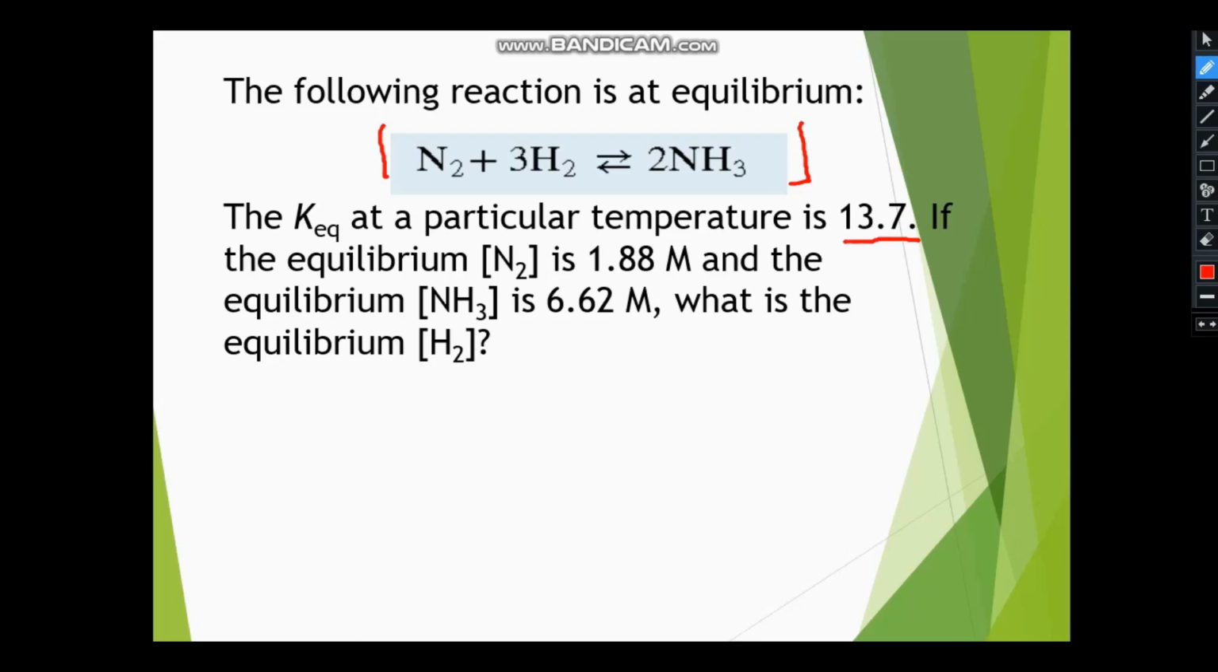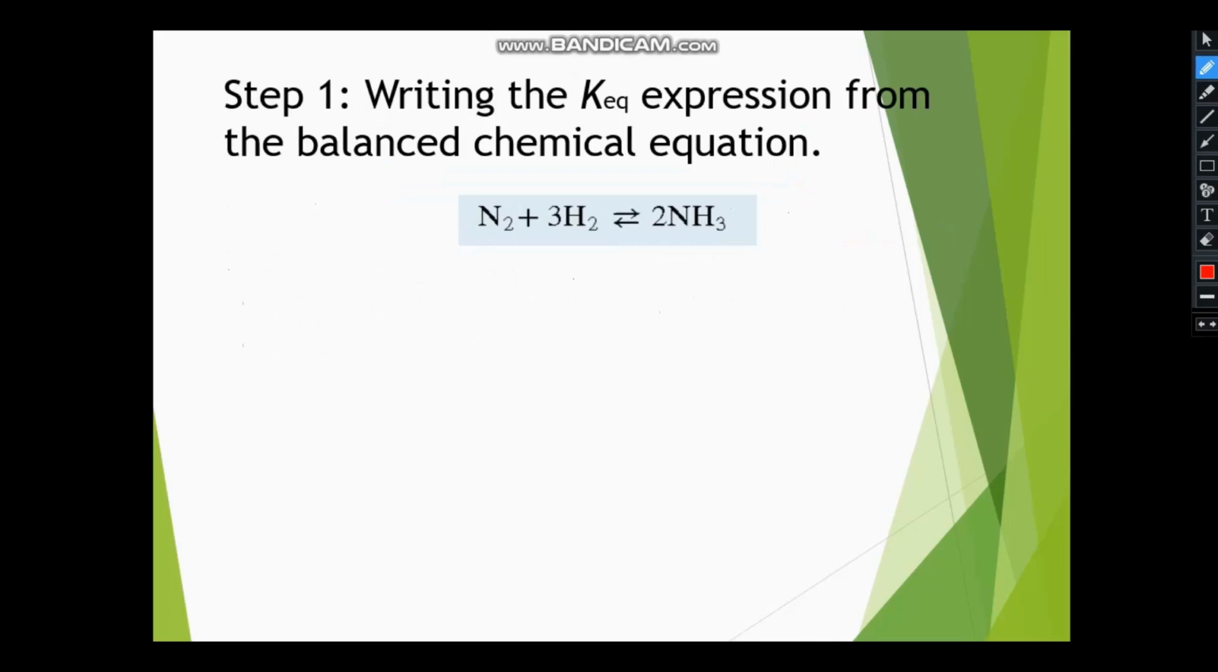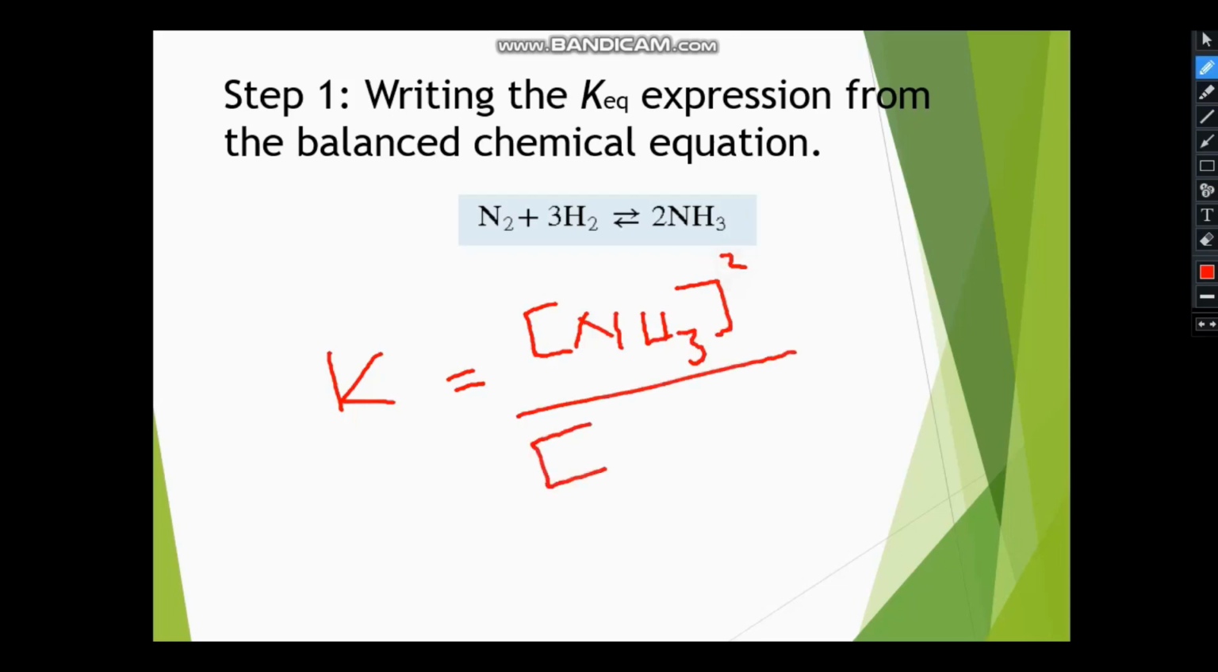So let's see what we need to do. The first thing that we need to do is to write the equilibrium expression for this balanced equation. So for this balanced equation, the equilibrium expression K is equal to the concentration of the product, ammonia, exponent 2, then the concentration of the reactant, nitrogen, and the concentration of hydrogen, as the molar ratio is 3, so it will be to the power 3. After this, let's see the next step that we need to do.